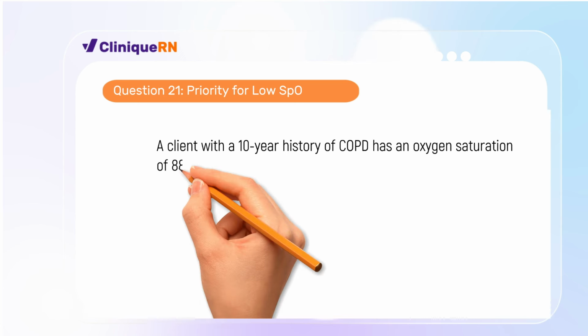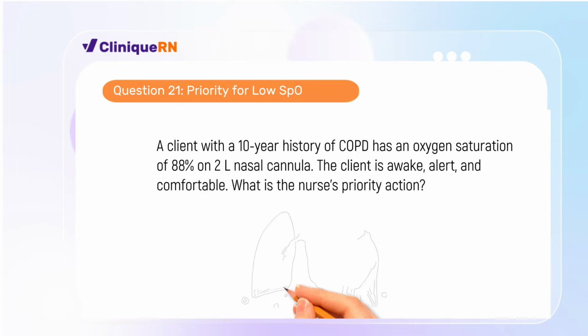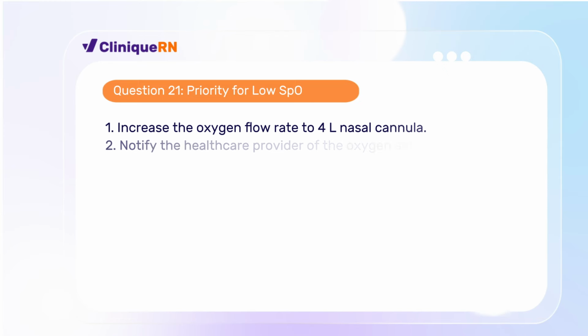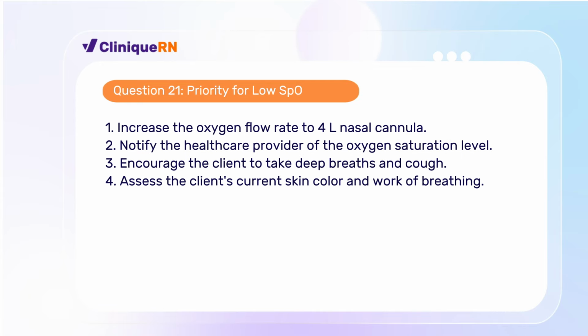Question 21. Priority for low peripheral capillary oxygen saturation. A client with a 10-year history of COPD has an oxygen saturation of 88% on a 2-liter nasal cannula. The client is awake, alert, and comfortable. What is the nurse's priority action? 1. Increase the oxygen flow rate to 4 liters nasal cannula. 2. Notify the healthcare provider of the oxygen saturation level. 3. Encourage the client to take deep breaths and cough. 4. Assess the client's current skin color and work of breathing.